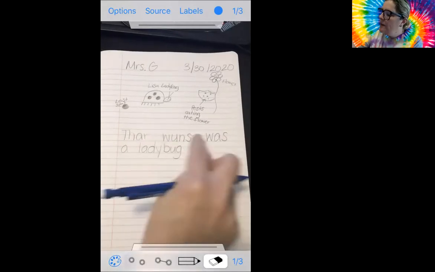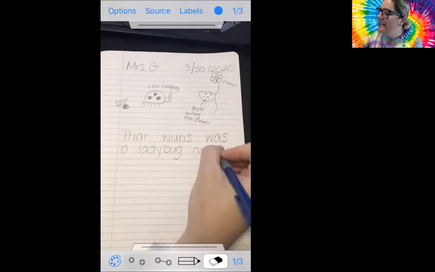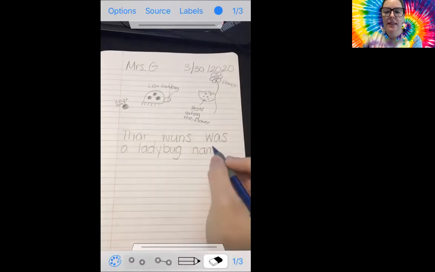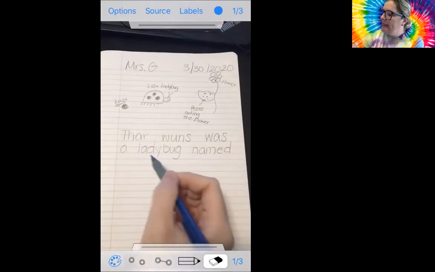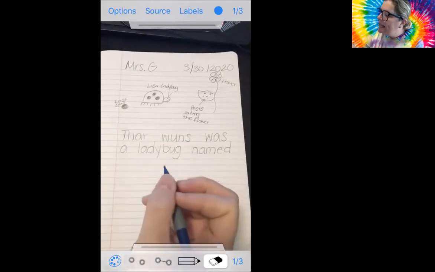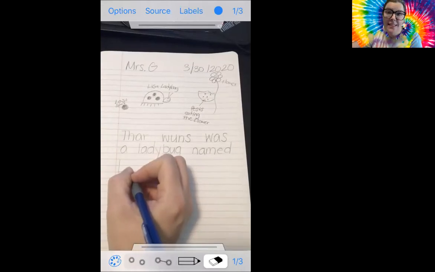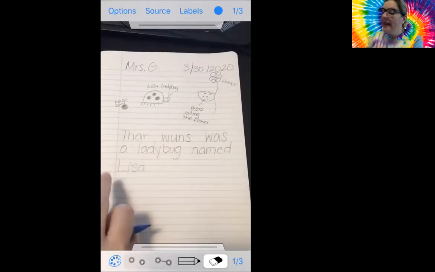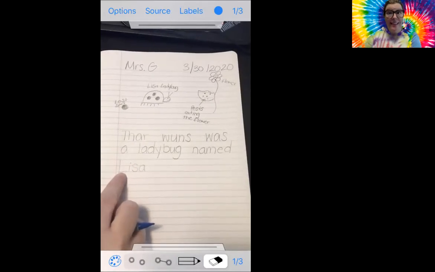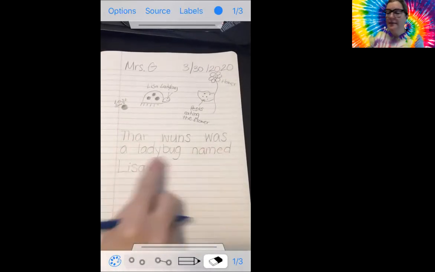Okay, there once was a ladybug. What makes the A say its own name? A silent E. Named. There once was a ladybug named Lisa. And actually, I know how to spell Lisa because that's a name of a friend of mine. So it's actually Lisa. And you'll notice I did a capital L because that's my ladybug's name. Okay, so there once was a ladybug named Lisa.